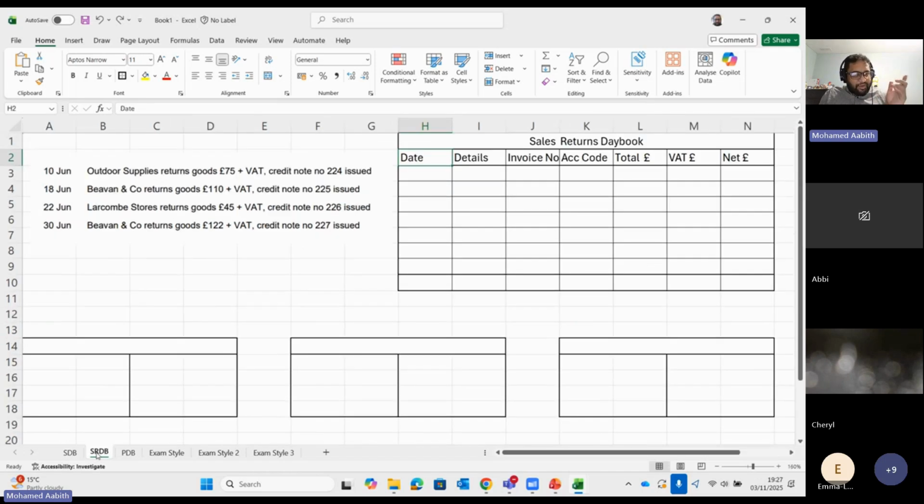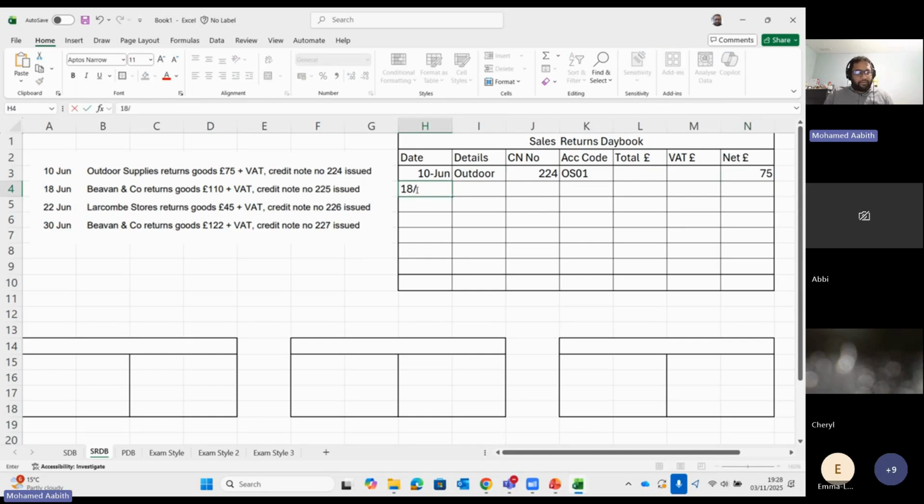So if I'm going to do that for my sales return daybook, I'm going to do the same thing as well here. Outdoor supplies. So it's going to be 10th of 6. Outdoor supplies. So it's going to be outdoor. This is my credit note number. Credit note number is 224, and the account code is OS01. The amount we have is £75. We'll find out the other numbers a bit later.